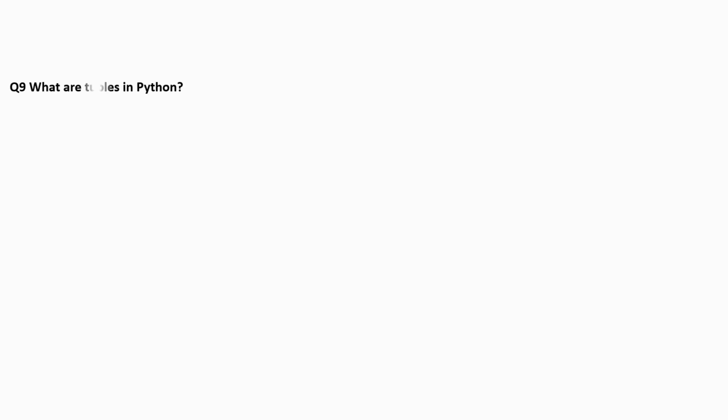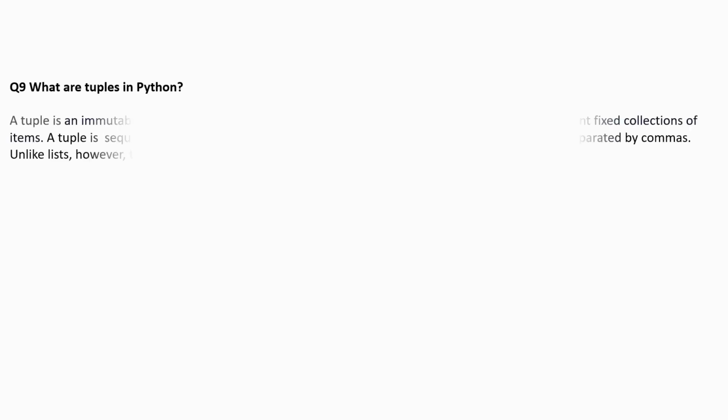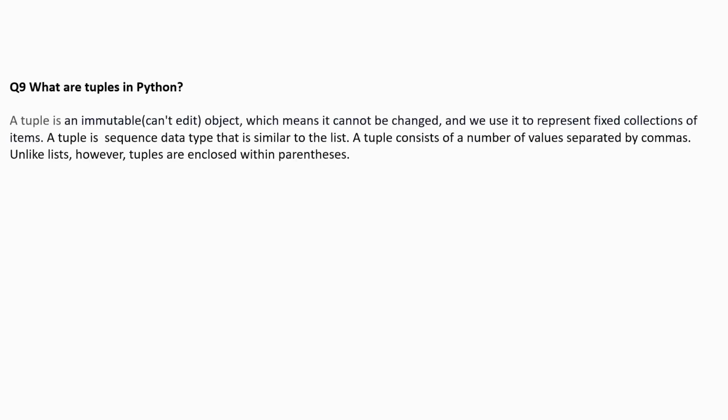What are tuples in Python? A tuple is immutable, that means it can't be edited, which means it cannot be changed, and we use it to represent a fixed collection of items. A tuple is a sequenced data type that is similar to the list. A tuple consists of a number of values separated by commas. Unlike list, however, tuples are enclosed within parentheses.